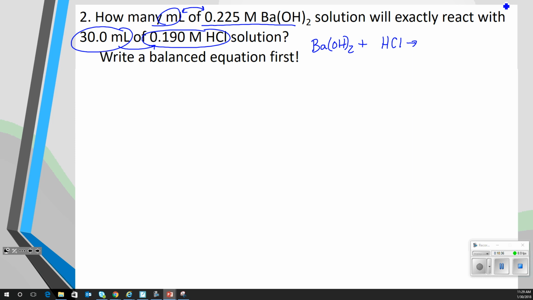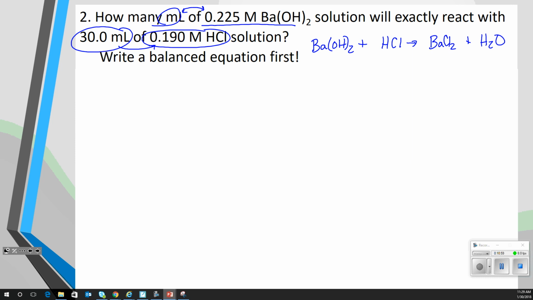So if barium's a +2, what is the charge on chlorine? Because those are my outsides. -1. So I'm going to need 2 chlorines to balance it. Plus I've got H and OH again, which always makes water. Okay, is it balanced? What do I need to do to balance it?